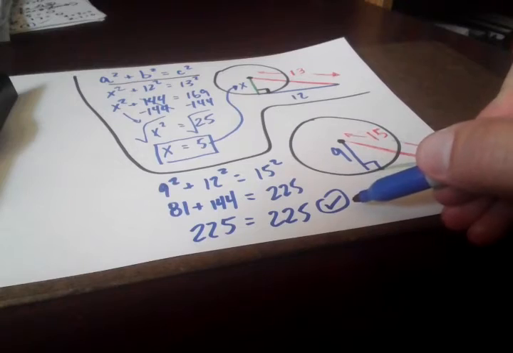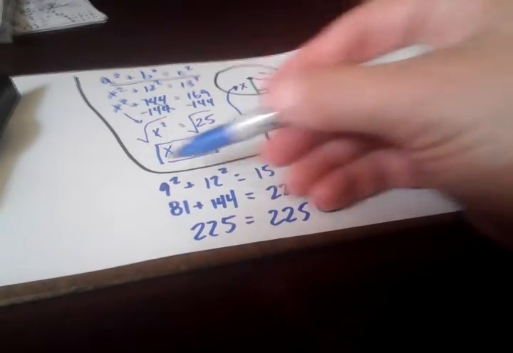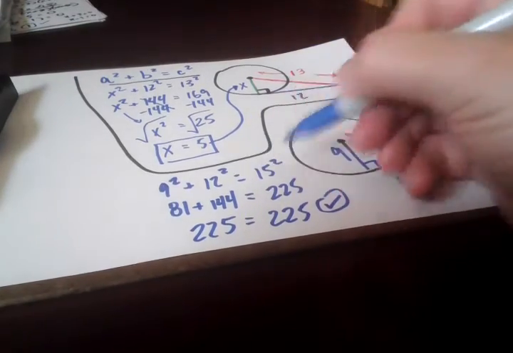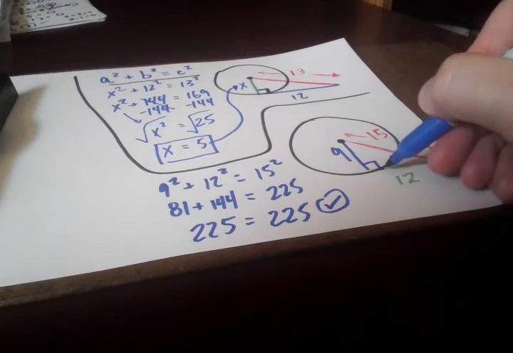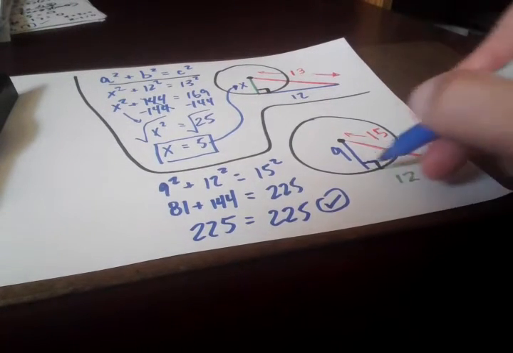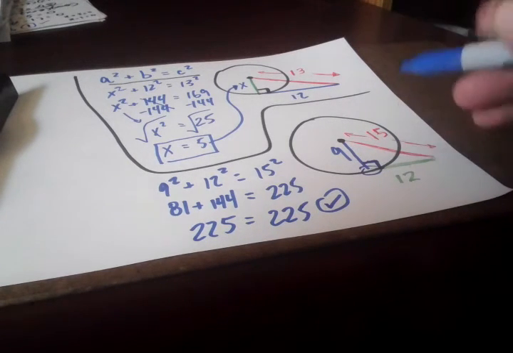So since it's true, this has to be a right triangle. Right? Because you can't use Pythagorean theorem on triangles that aren't right. It wouldn't equal. So since it's a right triangle, that makes this a right angle. And since it's a right angle, that means this green line is tangent. And this is the point of tangency.